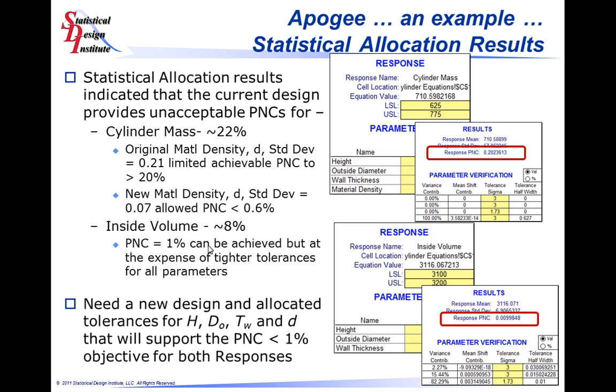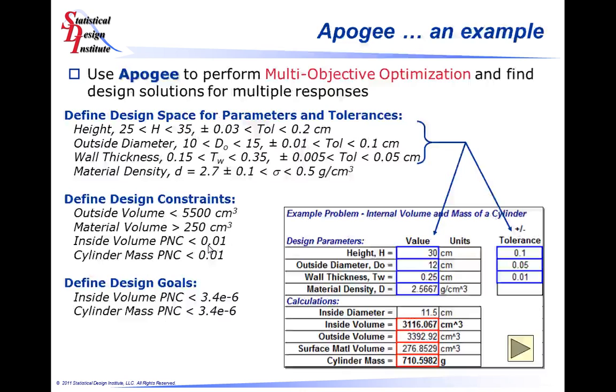So basically we need to step back and relook at this design, and we need to consider what would be the selection of new nominal values and new tolerances that would allow us to meet our stated performance objectives. So what we're going to do, in reviewing this design, is to step back and look at it and say, well, what would be the possible feasible values, minimums and maximums, for each of our four parameters: height, outside diameter, wall thickness, material density.